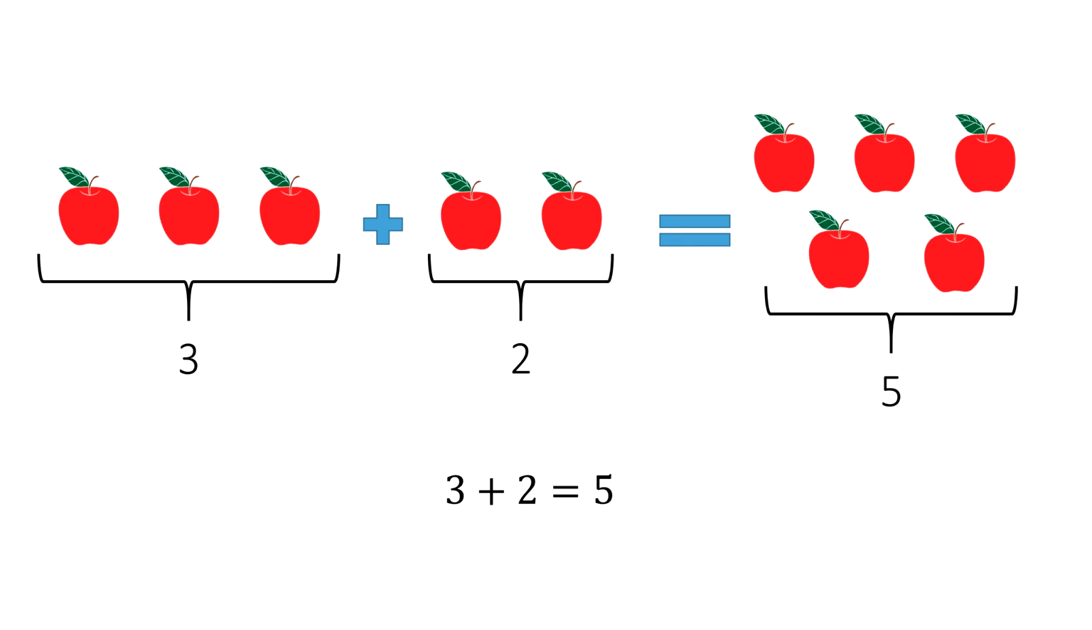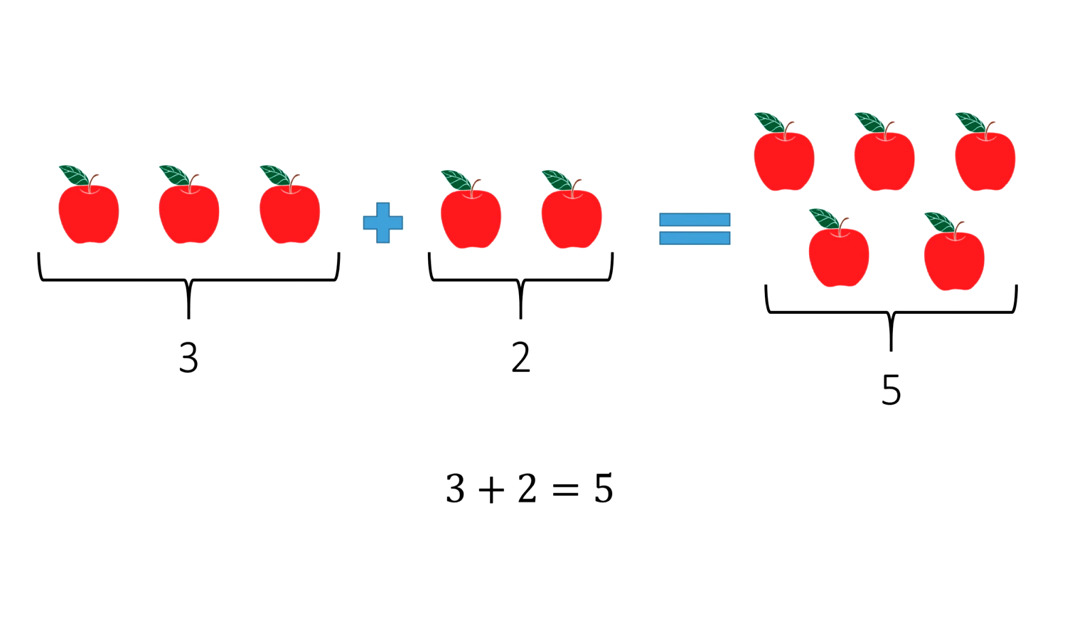And we know that in math terms we show this with the equation that we have at the bottom. So this equation here is the equation that represents the word problem I just said. 3 apples and 2 apples total make 5 apples. Okay, so 3 plus 2 is 5, right?